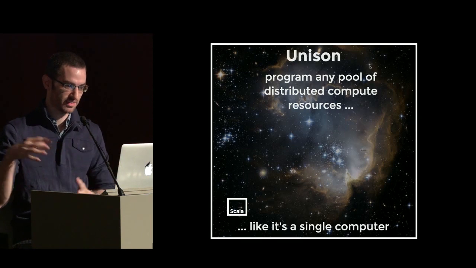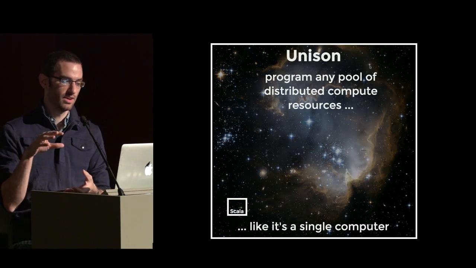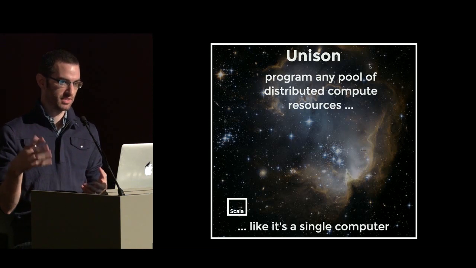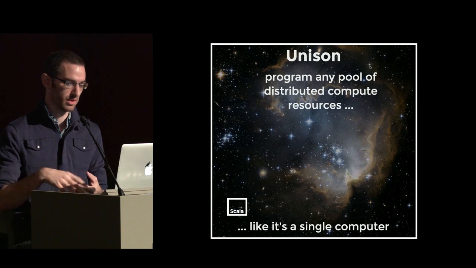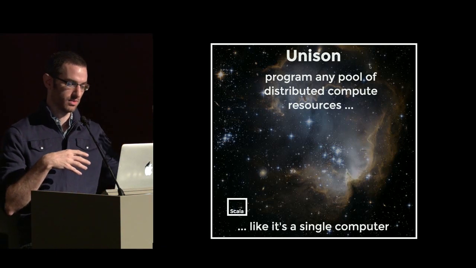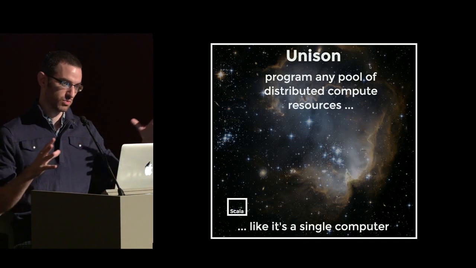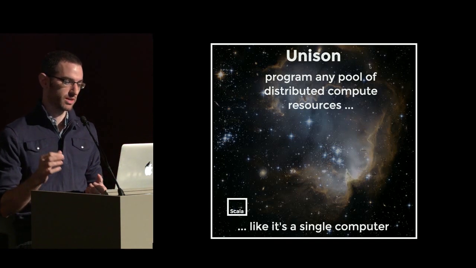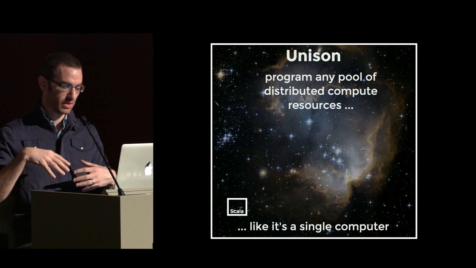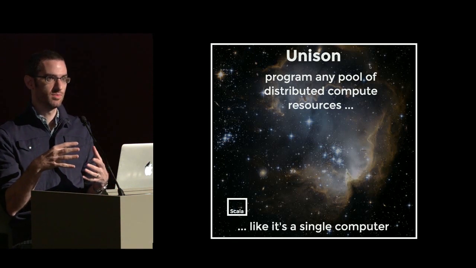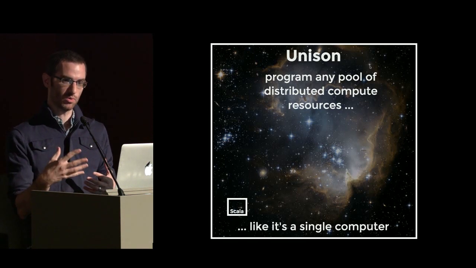That's the idea behind Unison: no matter how big a system you're building, whether it's running on one node or 100,000 nodes, or whether it's an elastic computation that's growing and shrinking the number of nodes it's running on, you should be able to describe the entirety of that system with a single program.